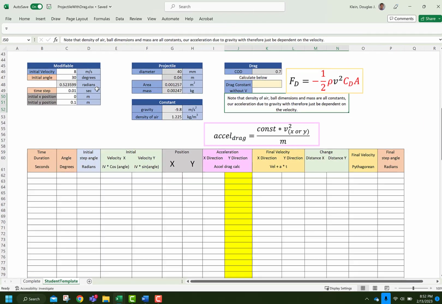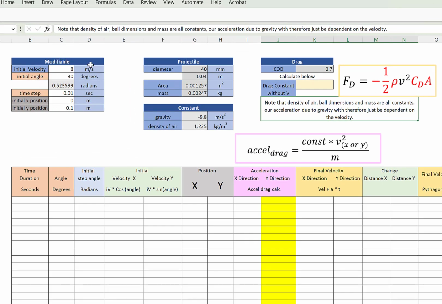So we have our variables broken out into our modifiable things. If I wanted to change my initial velocity or the angle I fire at, I'm more than willing to do so. I can change the time interval if I want. And if my device is going to be on a table, I might want to change my Y position. I gray out anything with a formula or anything that you probably don't need to change.